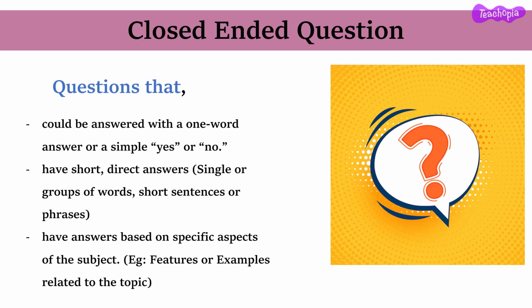Now let us look at what closed-ended questions are. Questions that could be answered with a one-word answer or a simple yes or no. These kind of questions have short and direct answers. They can be single or groups of words or short sentences or phrases. They can also have answers based on specific aspects of the subject, for example, features or examples related to the topic.